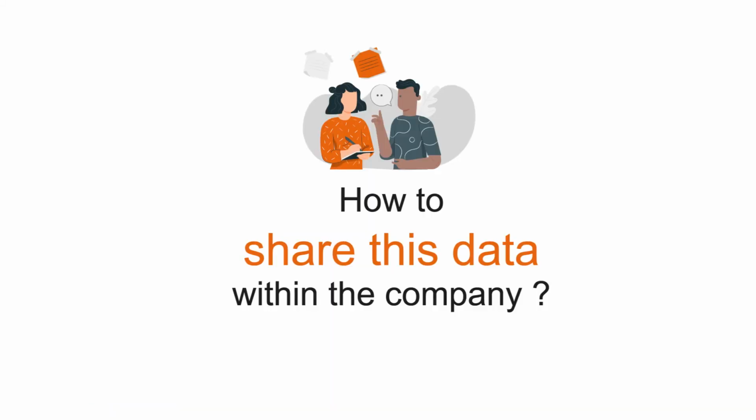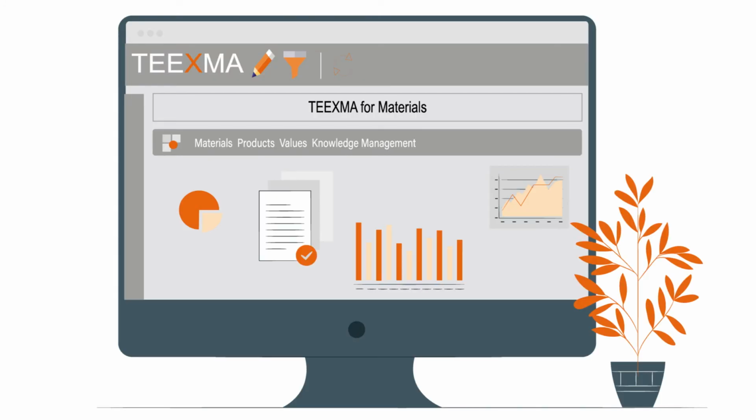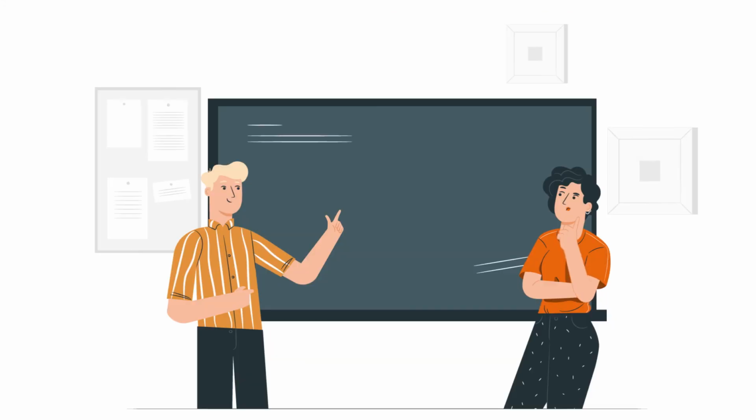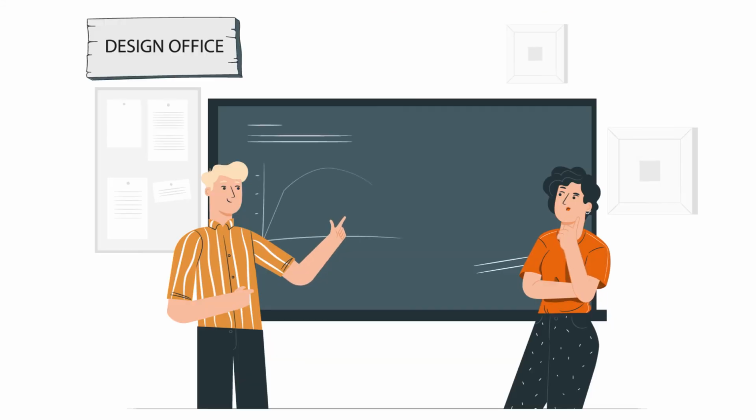How should this data be diffused within the company? This data will then be readily distributed internally via the software in order to be used by team members. This information can also be communicated to the teams of the design office, who will be able to use it in their design and simulation work through dedicated tool connections.